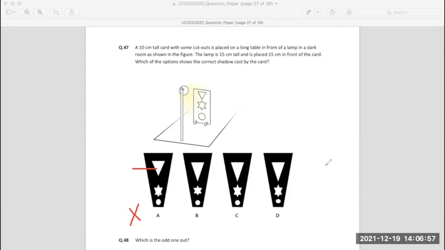Ma'am, B. Why? Ma'am, the star looks as if the light source is coming straight in front. And that's why I say B is wrong. Between C and D, how will I eliminate? What is the difference between C and D? See the circle. Here there is more spacing and here there is less spacing.